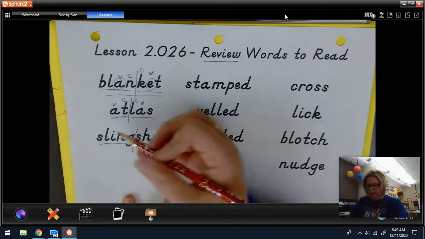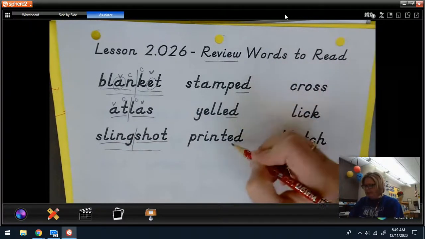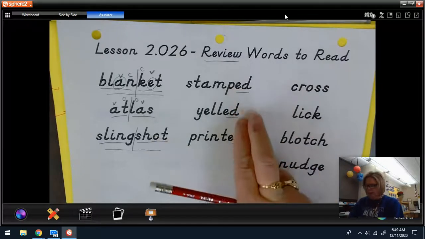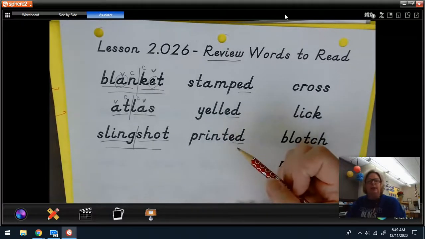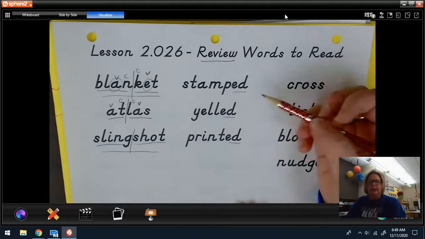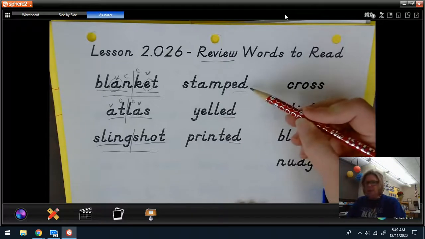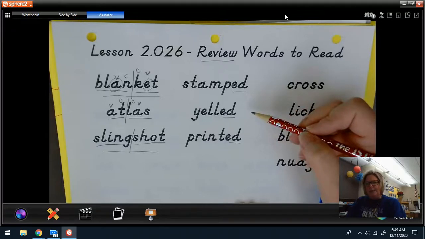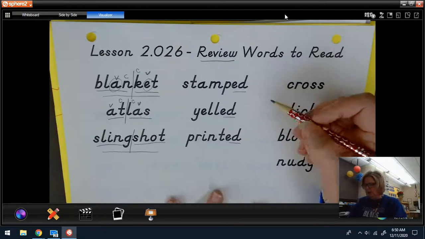Slingshot. These words have suffixes on the end of them. If you take them off, you're left with the word. Remember, a suffix is a letter or letters that can be added to the end of a word. It changes the meaning of the word. These words have ed. Ed means it's already happened. It's past tense. And ed can make the sound ed, d, or t on the end of the word.